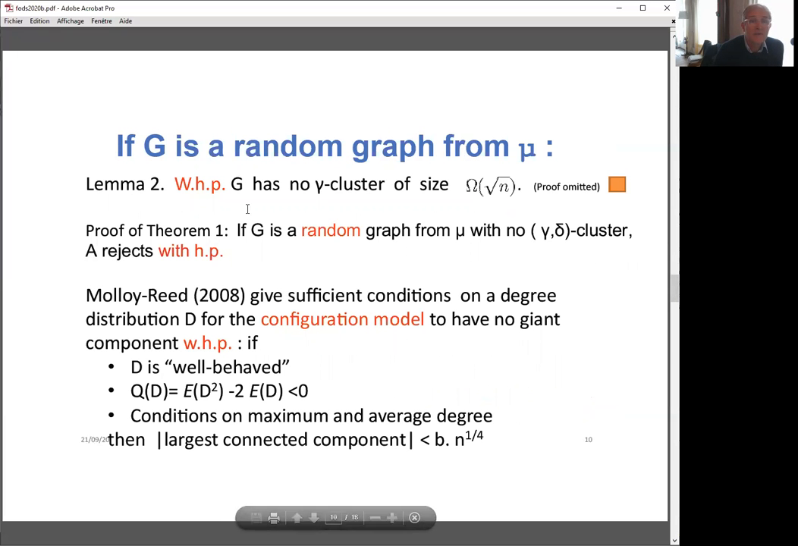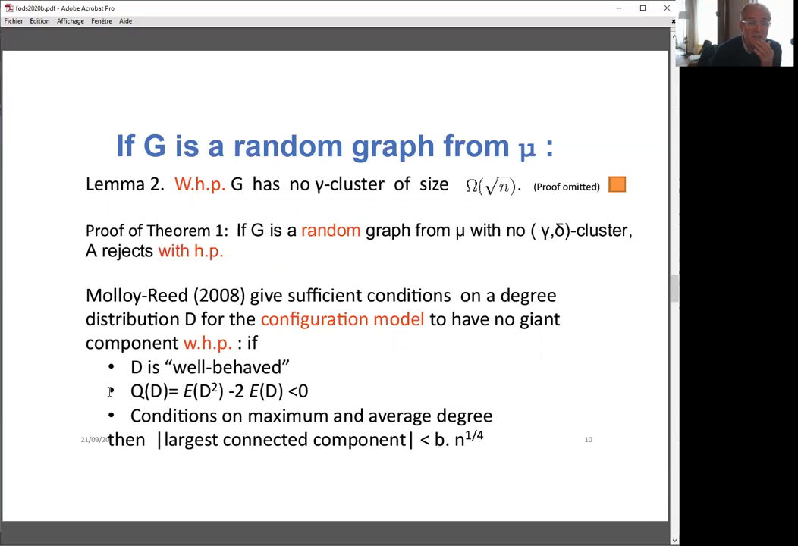Now, what happens if we take a random graph from mu? The first observation is that there is no large gamma cluster in this particular case. I omit the proof. Assuming this is true, how are we going to approach the problem? First, we're going to show that indeed the algorithm rejects with high probability. To do this, we are going to apply the Molloy-Reed condition.